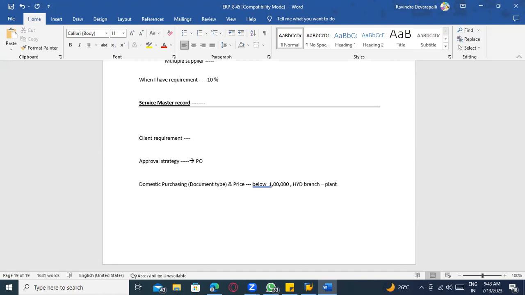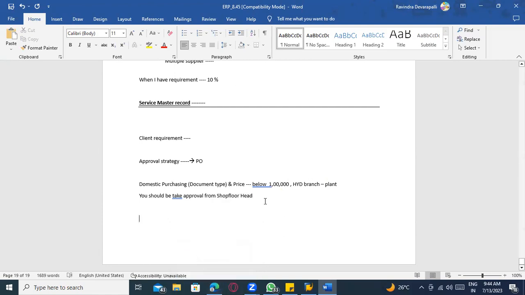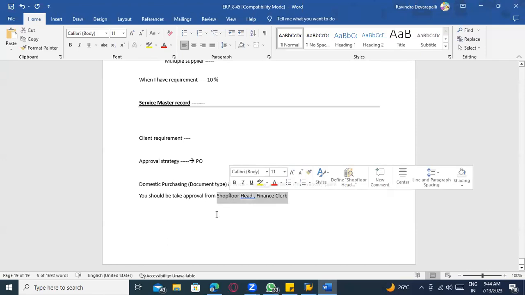Now when these three factors match, my client is asking that you should take approval from the shop floor head, the person who approves this kind of PO, or also from the financial clerk. So when it is less than 1 lakh rupees under this branch, under this domestic purchasing, the financial clerk and shop floor head are the two persons who approve this PO. Until it is approved, we cannot process it to the next step. So this is my client requirement.